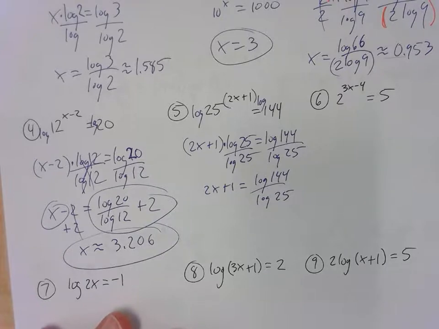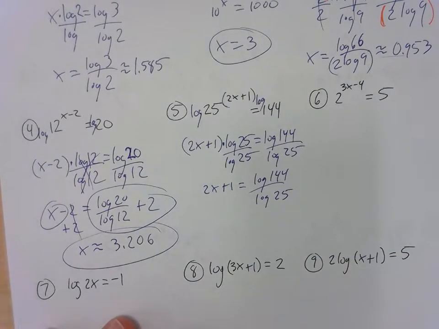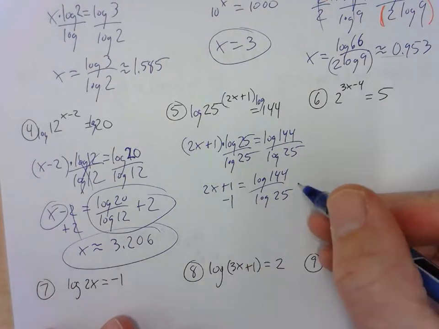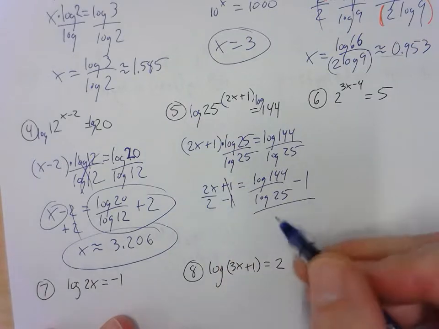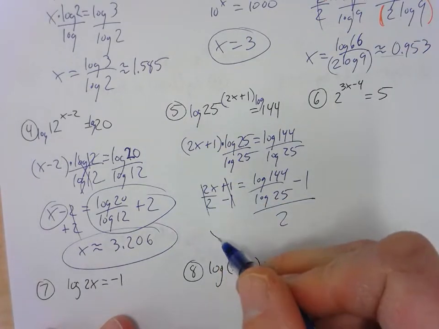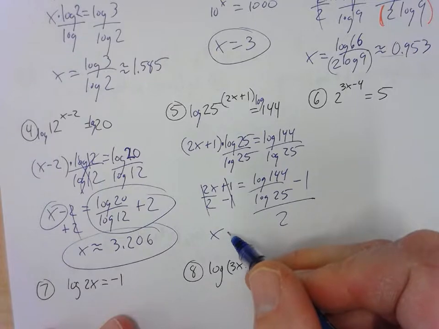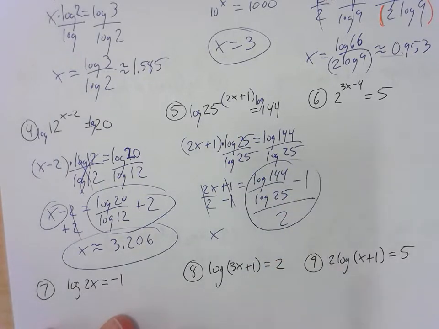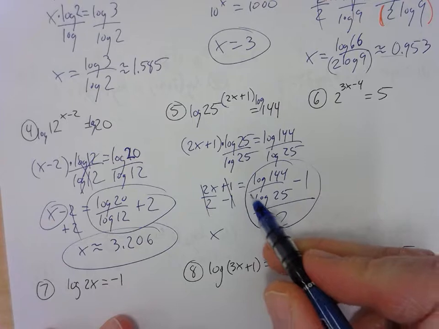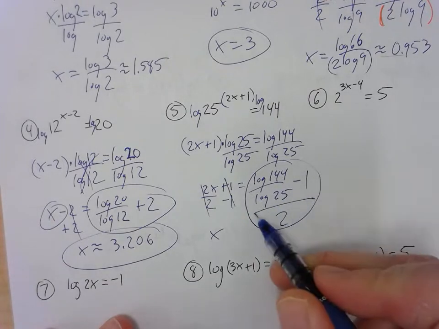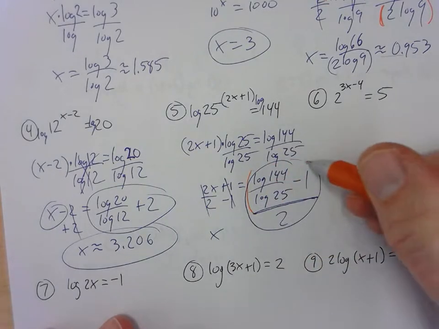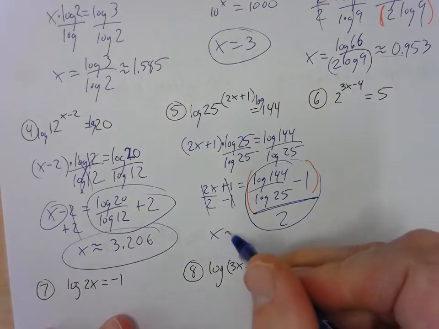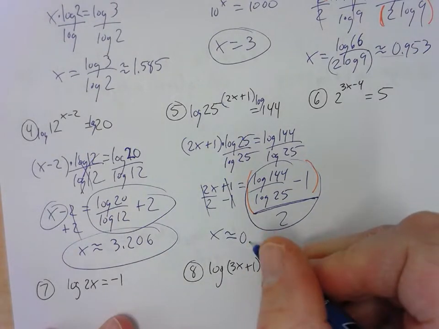Excuse me, I had a little tickle in my throat there. Now I'm going to do 2 steps to solve this. I'm going to subtract the 1 over, so that cancels out, and then I'm going to divide the whole thing by 2, so that cancels out. So x is equal to this whole mess right here. So it's log 144 divided by log 25. Subtract 1 from that, and then divide this whole answer by 2. If you're going to type this all at once into the calculator, you need to put parentheses around all that business. So x is approximately equal to 0.272.